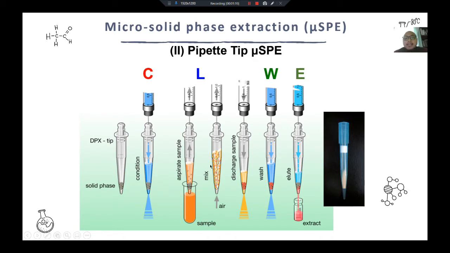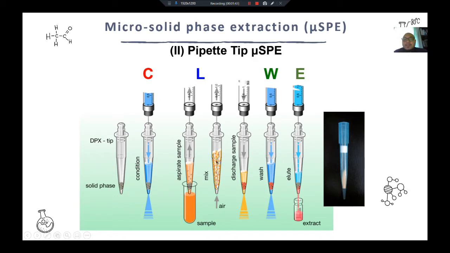Why is that? Because the adsorbent here is accumulated over here. So when we suck in air, we allow that much more surface area to interact with our analyte of interest. That's why we suck in air. Another way is to aspirate many times: after you discharge it, you aspirate again. So you can do it multiple times to increase the amount of analyte interacting with the adsorbent inside here.